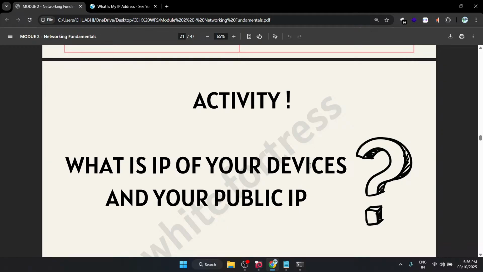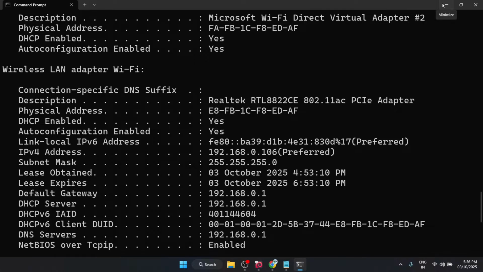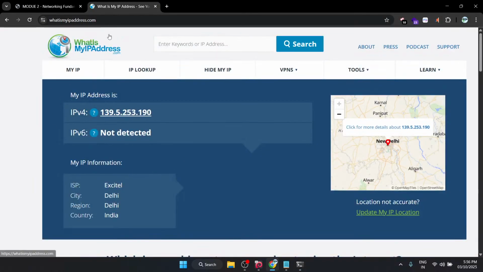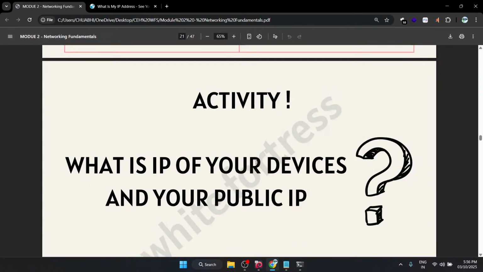Okay, so activity, this was your activity. What is the IP address of your device and your public IP? Do not type it in the chat or your comments. You just check it. How do you check your private and public IP addresses? I've already told you ipconfig for your private IP, and what is my IP for your public IP. So that's what you have to do.